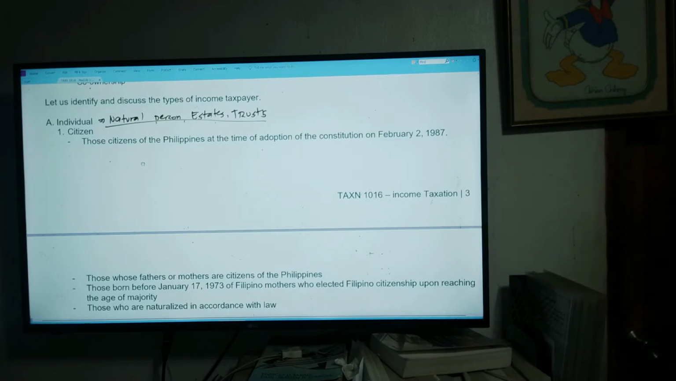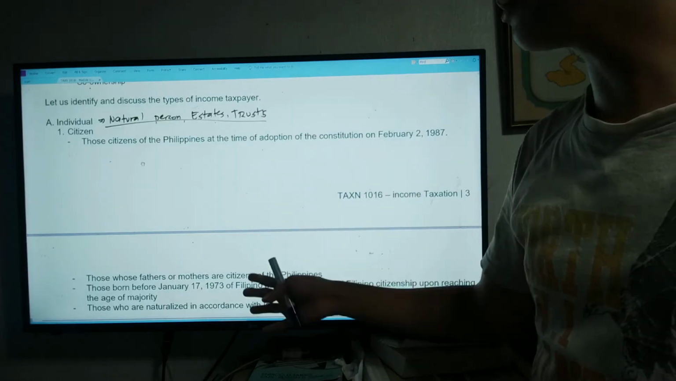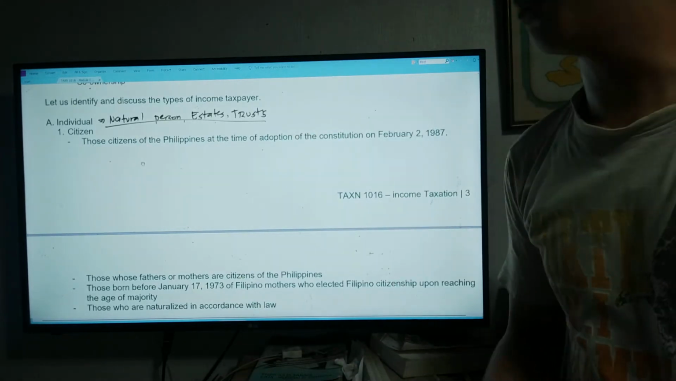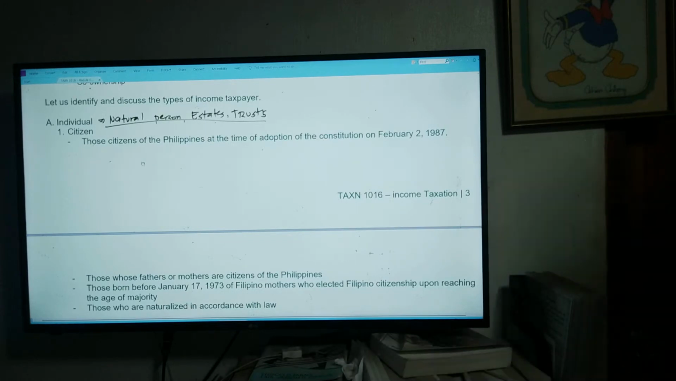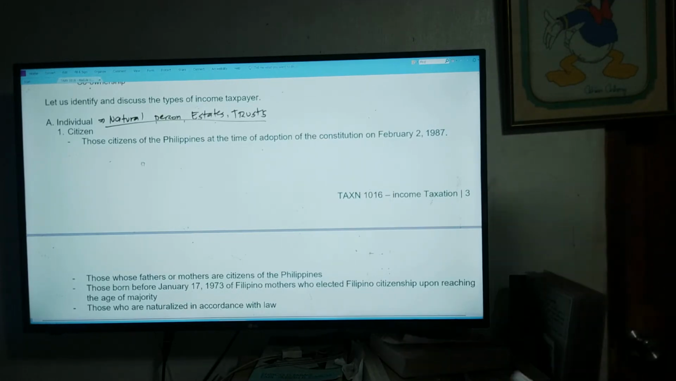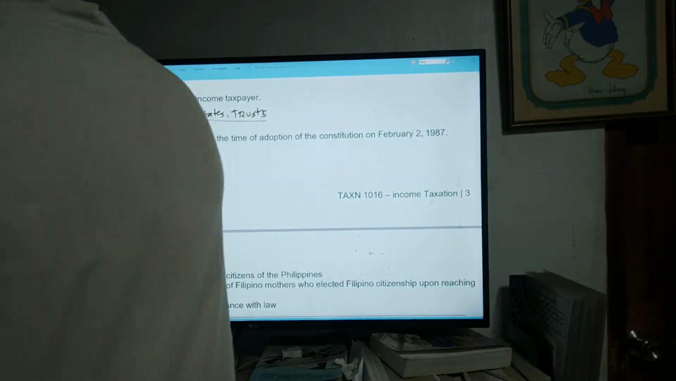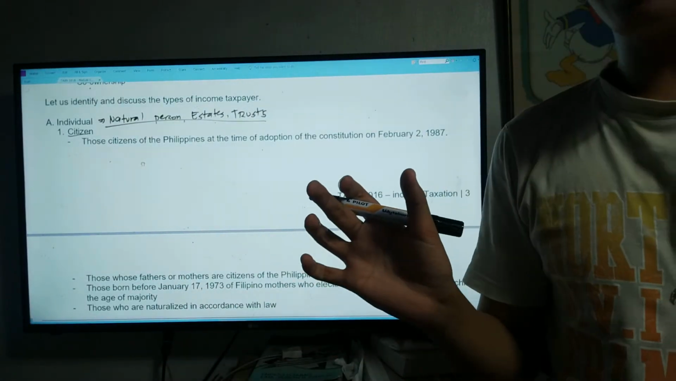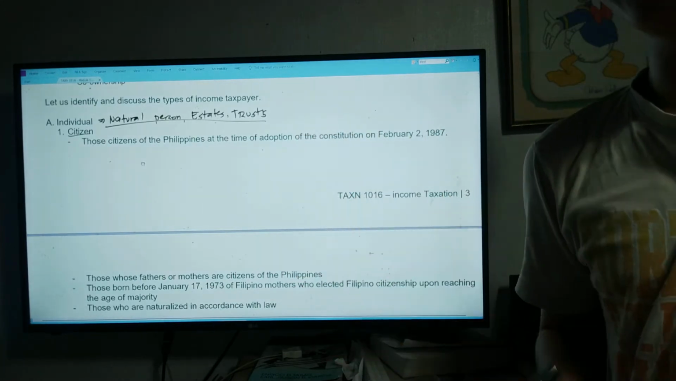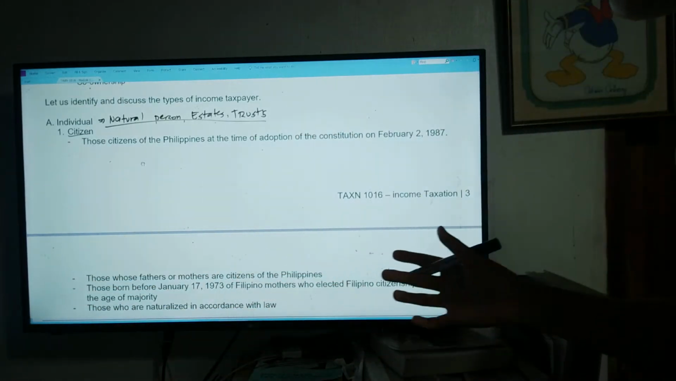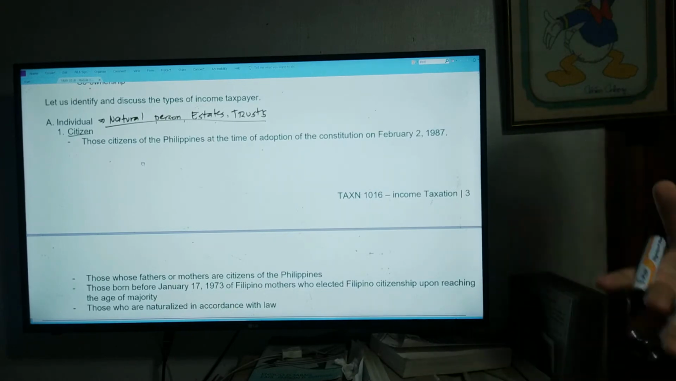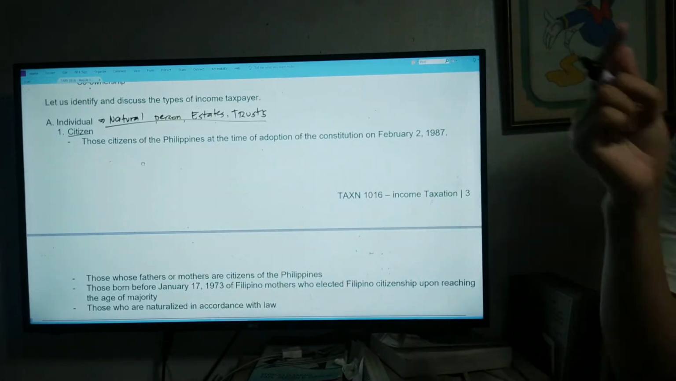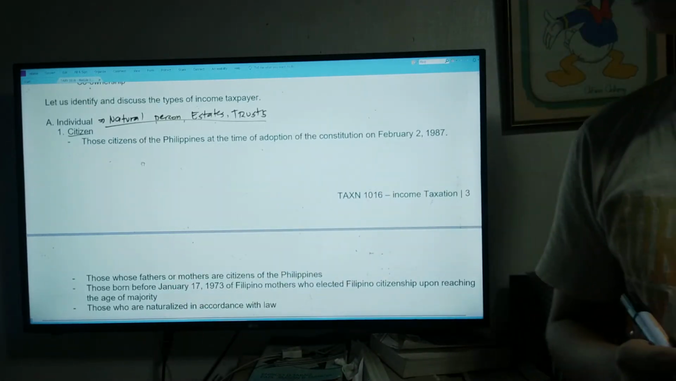Under individual taxpayers, nandyan ho yung mga types of taxpayers in terms of their location and citizenship. Una, we have the citizen. Okay? We have the citizen. Citizen, again, as discussed noon, where you pledge your allegiance. Okay? Where you are currently registered as a bona fide member of the state. In this case, we are talking about Filipino citizenship. Are we a citizen of the Philippines or are we not a citizen of the Philippines? That's the question.